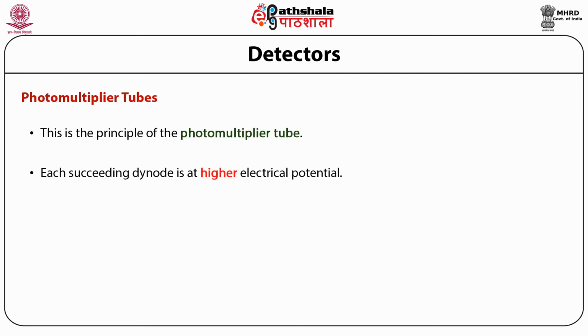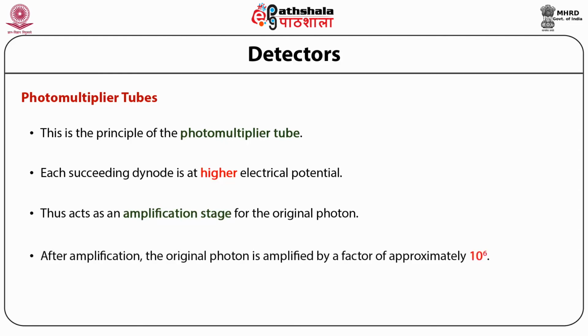Each succeeding electron-active plate, or dynode, is at a higher electrical potential and thus acts as an amplification stage for the original photon. After 9 stages of amplification, the original photon has been amplified by a factor of 10 raised to the power 6.